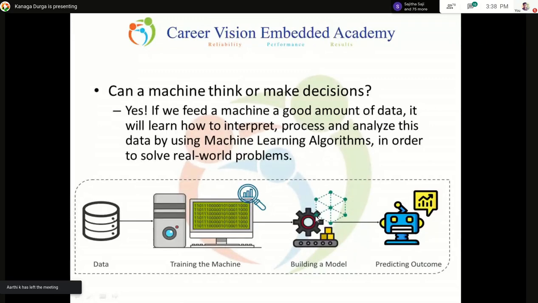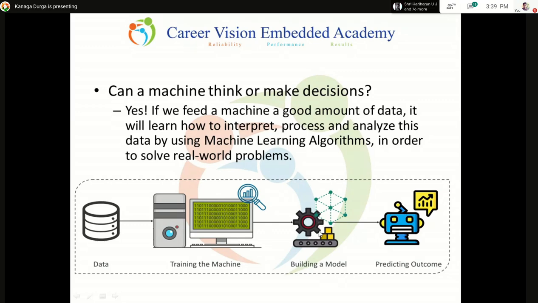And depending on the square feet and the location, these are all the features or aspects of the house which alter the price of the house. So I'm feeding the data for the last 20 years, how the price of the house has varied, to the machine, and then I'm training it.